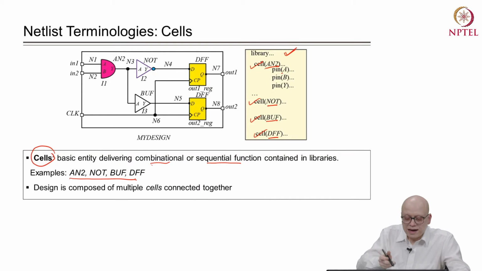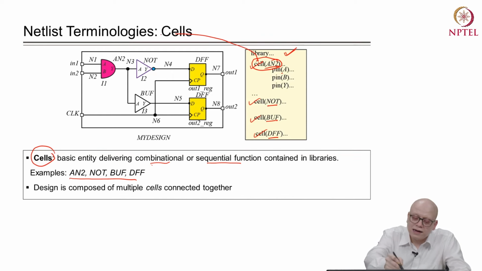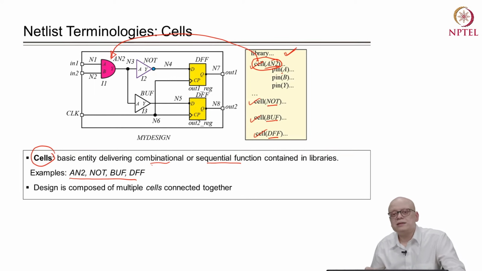So, a design is basically a composition of multiple cells. So, we pick cells from the library and put them inside our design, right. So, multiple cells will be put inside our design multiple times, and those will be connected together, and we get the required functionality.